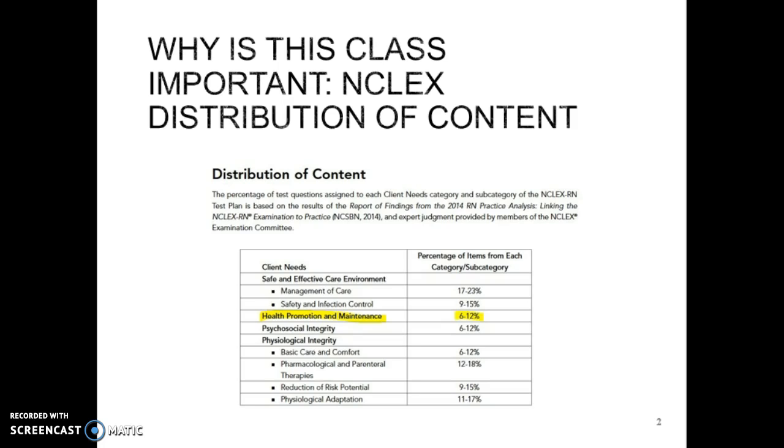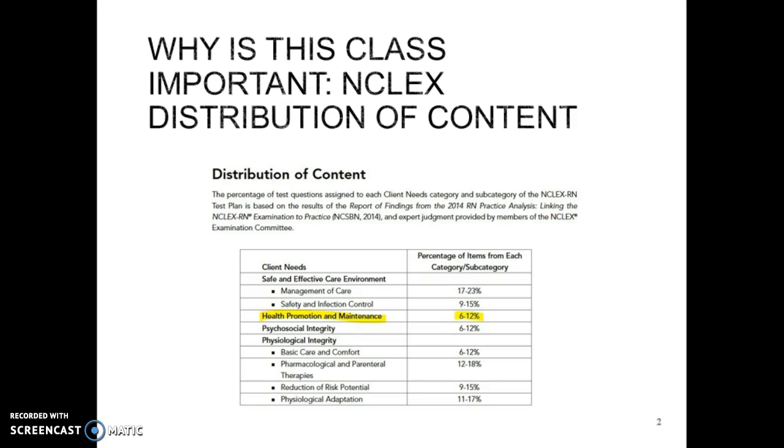Really want to start with why this class is important. Well, nurses need to pass NCLEX, and to earn our license, health promotion is a huge part of this. You can see the distribution of content on the slide, and promotion and maintenance is covered between 6 and 12% of your entire NCLEX blueprint.